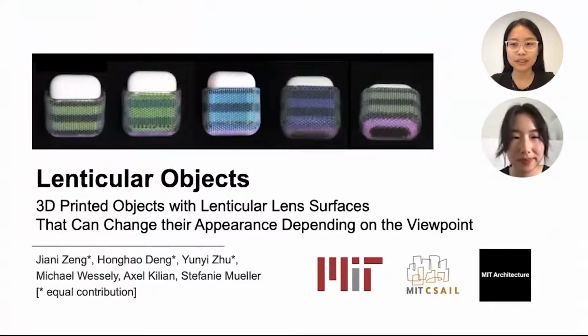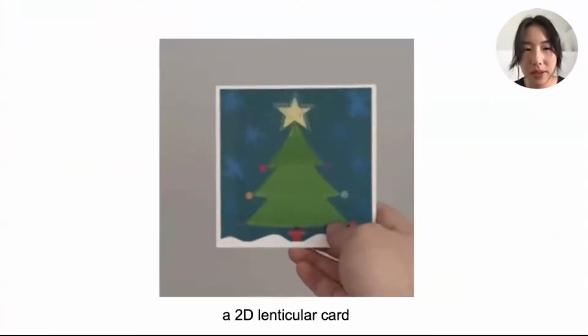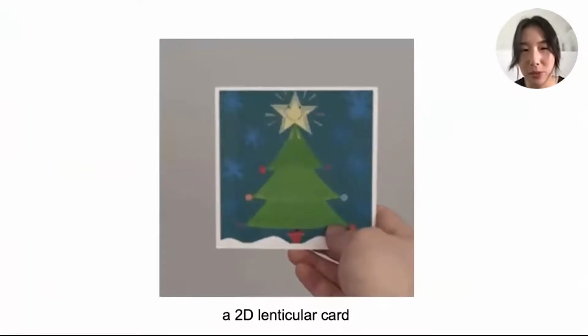Today, we will introduce lenticular objects, which are 3D printed objects with lenticular lens surfaces that can change their appearance depending on the viewpoint. Many of you might have seen this type of lenticular cards before. They allow people to see different image patterns from different viewpoints, and they are widely used in arts and advertisement.